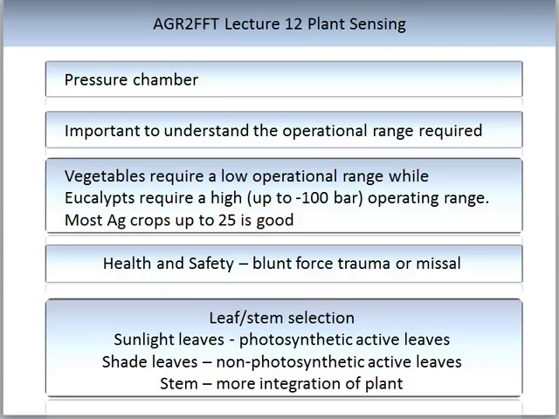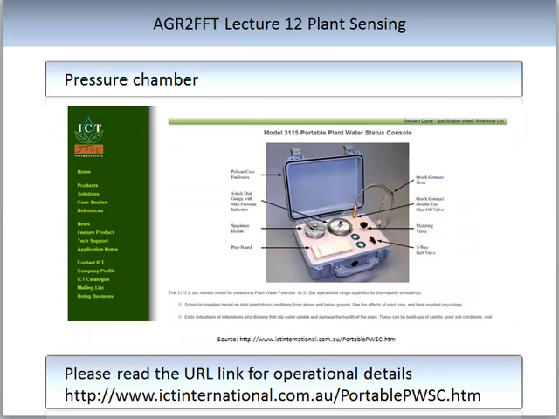You also have to consider the leaf and the stem that you wish to analyze. When a leaf is in the sun, it is called a sunlit leaf, and this tends to represent photosynthetic active leaves. A shade leaf, that is one that is not in the sun, tends to represent non-photosynthetic active leaves. Different leaves means different things. The stem is more often used than the leaf because it is a more integrated measurement of the plant water status. The image on the slide is a commercial example of a modern-day pressure chamber.